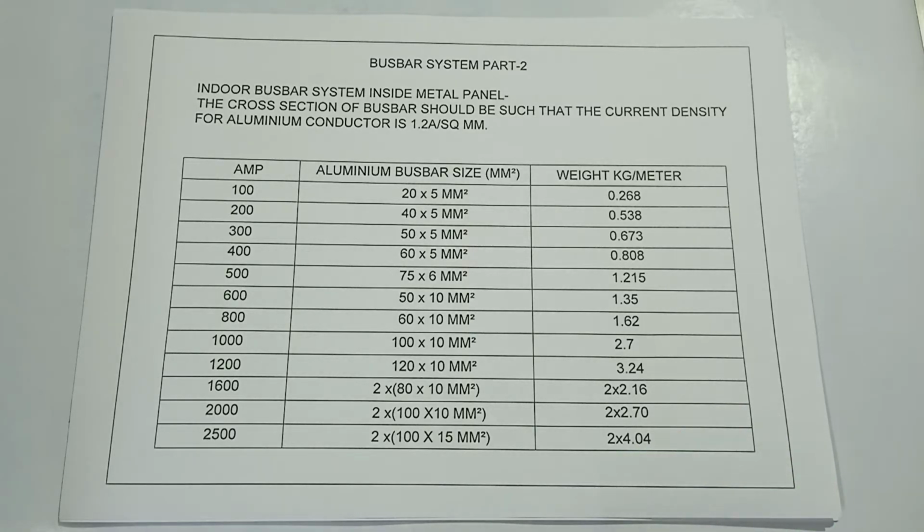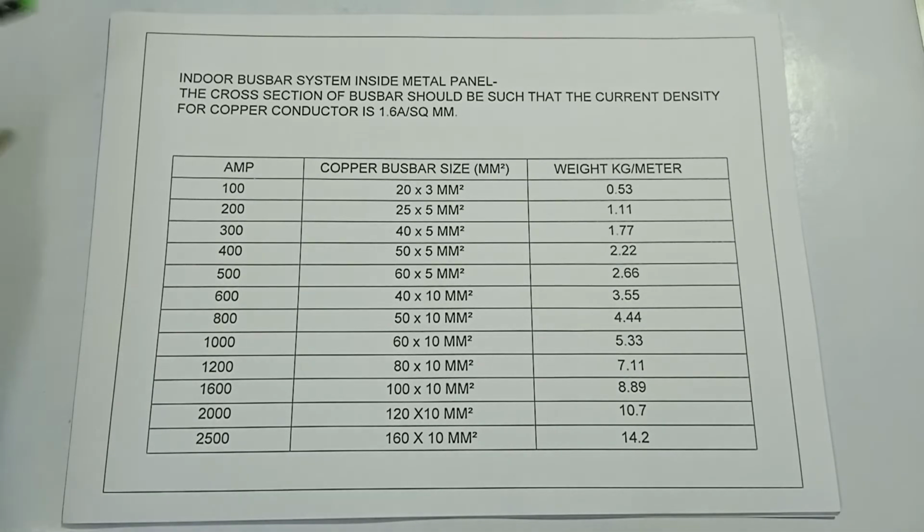Okay, next. Here in our busbar system inside metal panel, the cross section of busbar should be such that the current density for copper conductor is 1.6 ampere per square mm. Previously it was aluminum busbar and here it is copper busbar.